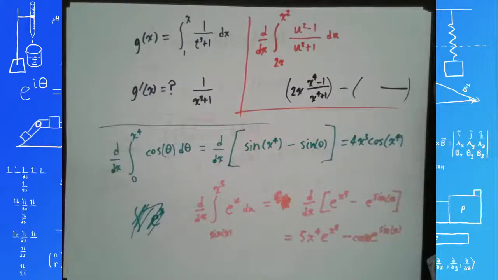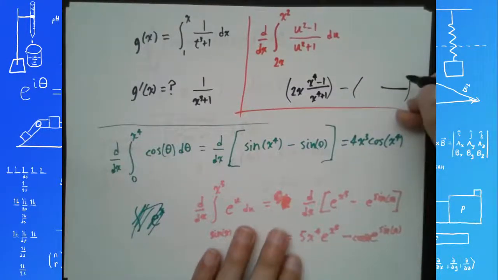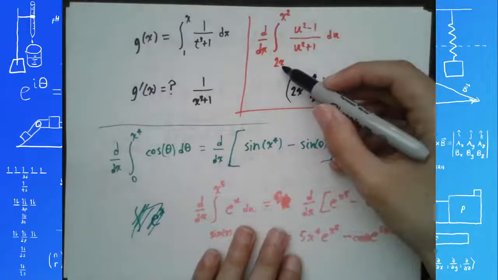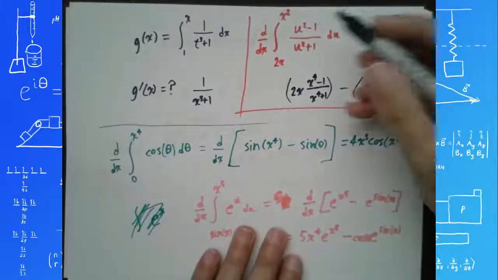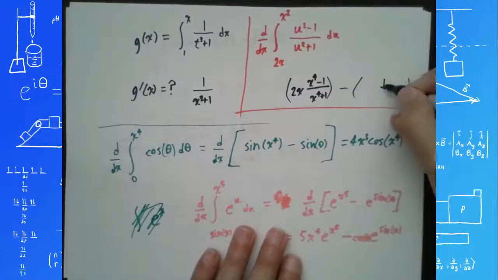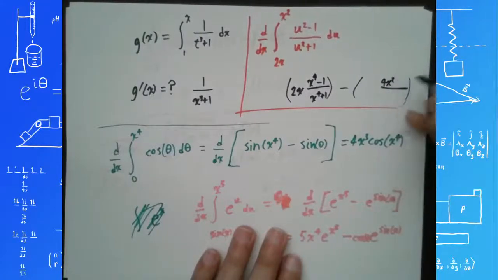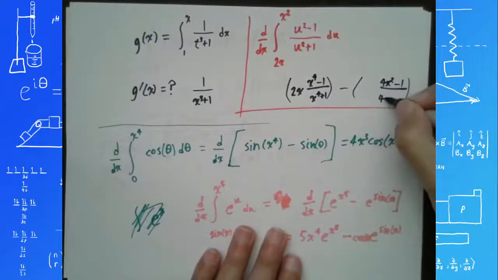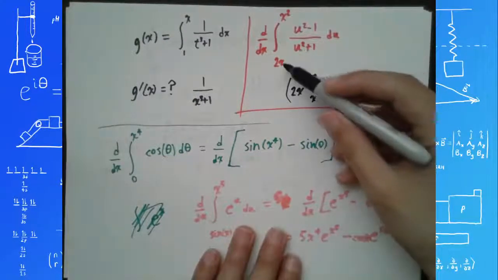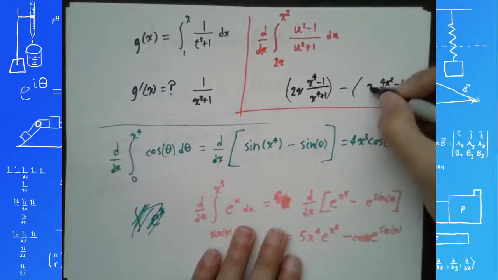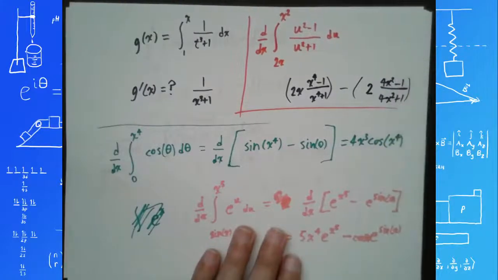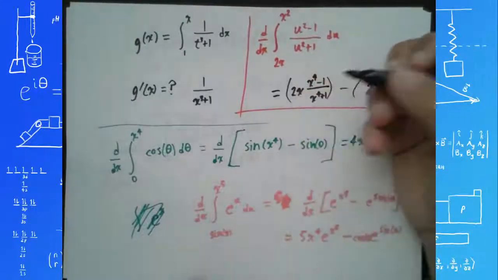For the lower bound part, we replace u with 2x, so u squared becomes 4x squared, minus 1 over 4x squared plus 1 times the derivative of 2x, which is 2. And there we go. That does it.